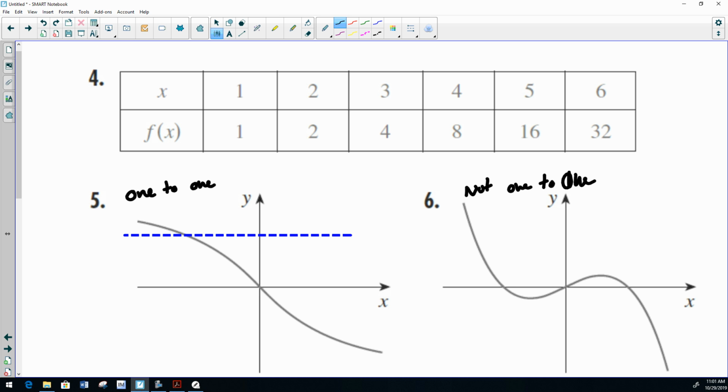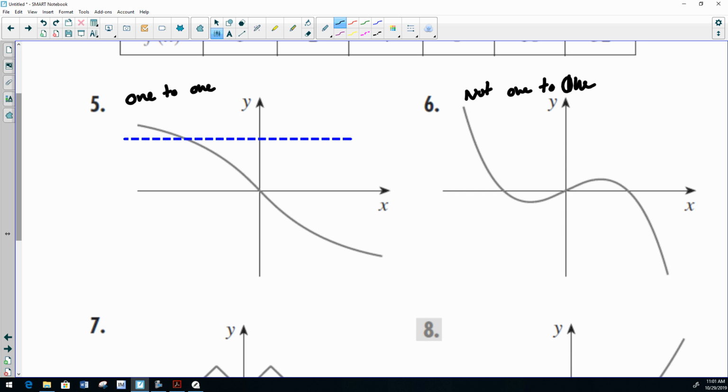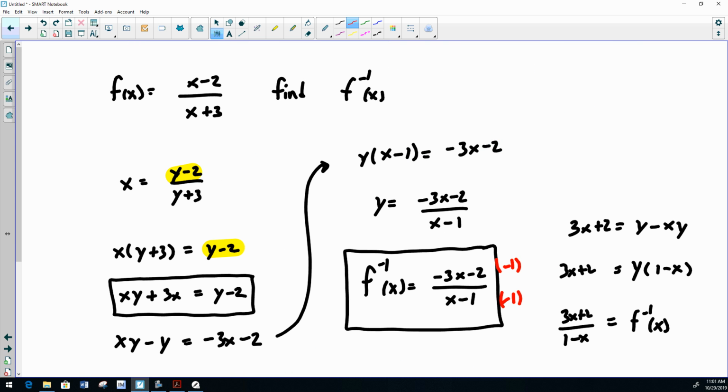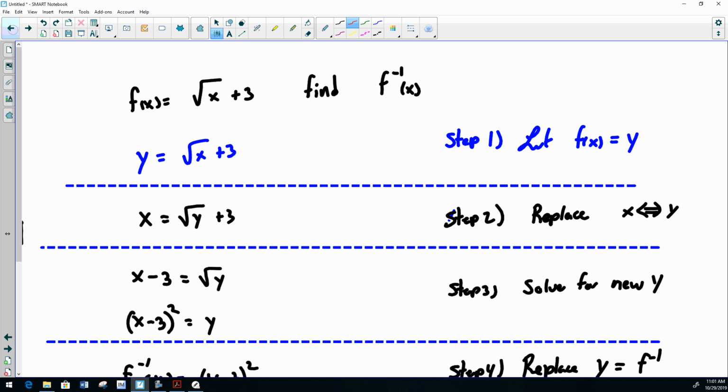If something's always increasing, it has to have an inverse. If something's always decreasing, it has to have an inverse. If it's any kind of mixture like this one, is decreasing and now it's increasing, it does not have an inverse. So he kind of already told us the answer for number 4. This one is a one-to-one function.